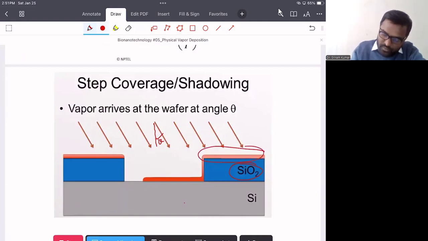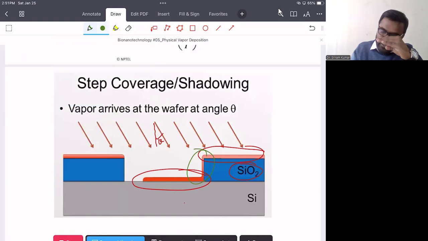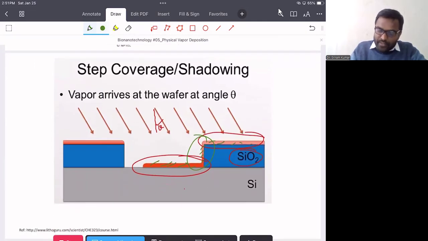Here you see the thickness of the material. However, here you will see a different thickness of the material, and here again a different thickness. This is because of the different angle of the vapor that comes, so there is a different flux of material coming onto this kind of surface and this kind of surface. We can improve this coating if we get the vapor at a particular angle.